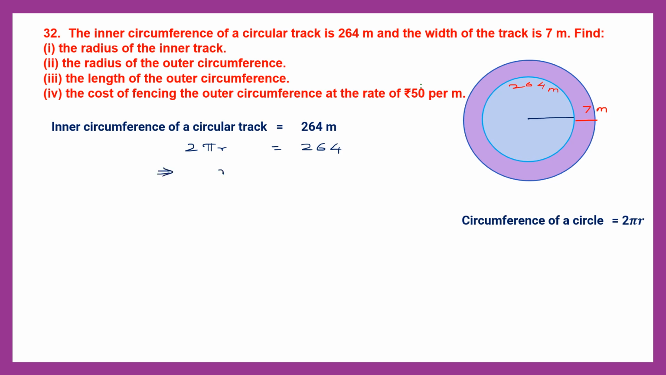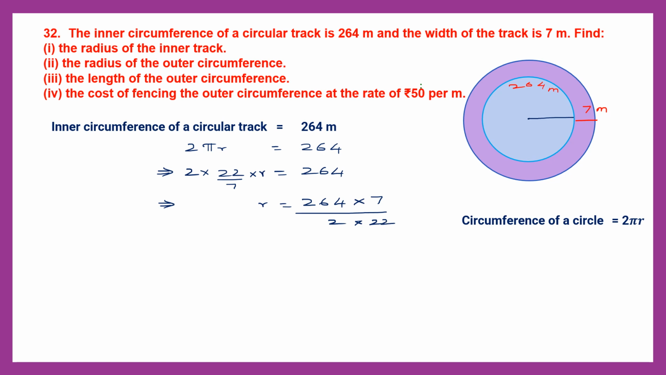So that is 2 into 22 by 7 into r. This is equal to 264. So let's leave only r here and take everything else to the other side. So 264. So first let's move the 7, which is division, to the other side. It becomes multiplication. Then we have 2 into 22, which is multiplication. When it goes to the other side, it becomes division. So this is 2 into 22.